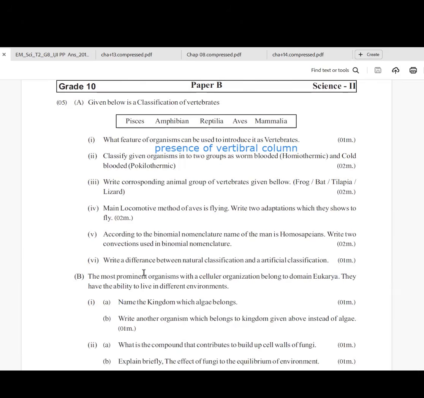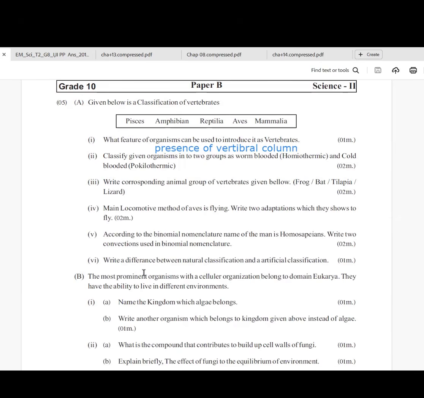Classify given organisms into two groups as warm-blooded and cold-blooded. Cold-blooded means body temperature changes according to the environmental temperature. Those types are pisces, amphibia and reptilia. In warm-blooded animals, body temperature does not change according to the environmental temperature. They are aves and mammalia.